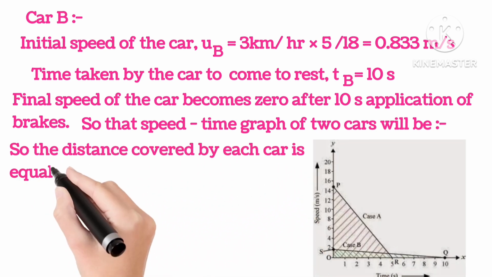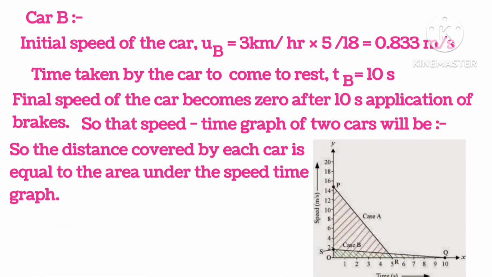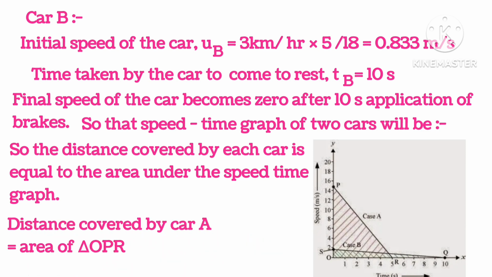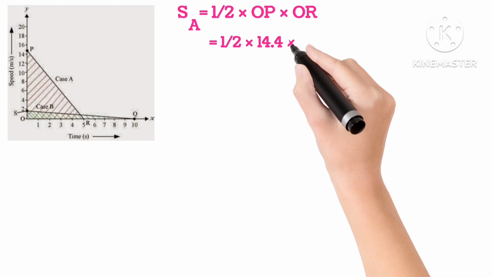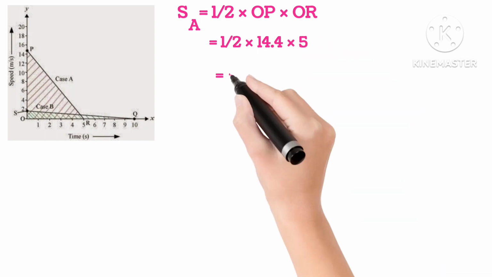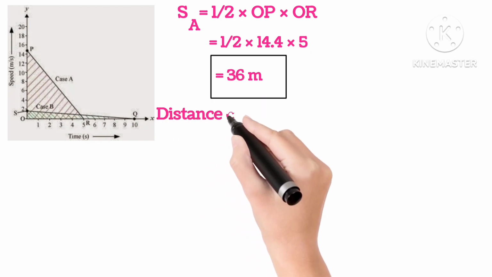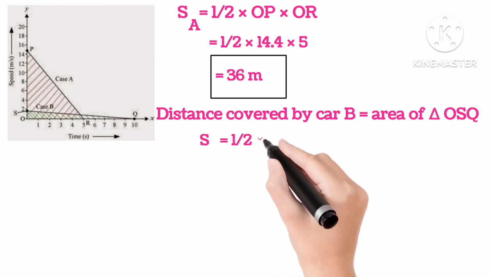Distance covered by each car is equal to the area under the speed time graph. So the distance covered by the car A is equal to area of triangle OPR. Now putting the area equation, half base into height. So base here is OP and height is OR. So we get the distance covered by the car is 36 meter.